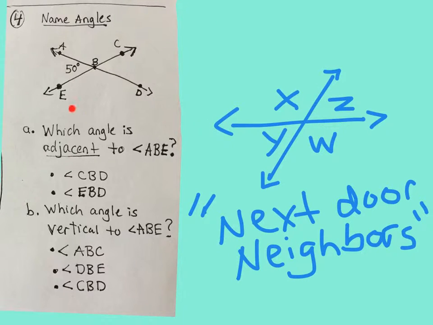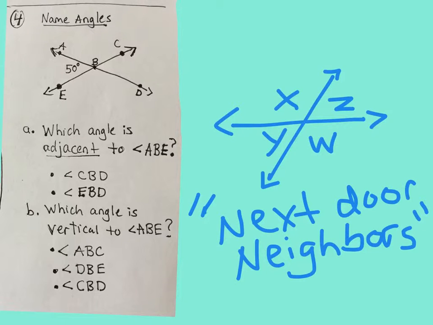All right. Question 4A, which angle is adjacent to angle ABE? So that's this 50-degree angle. Well, let's talk about adjacent angles first. They are next door neighbors. So if we're talking about angle X, which angles are adjacent to angle X? Angle Z, because that's right next door. They share a side and a vertex. And angle Y, right here, because angle Y shares a side and a vertex with angle X. Angle W is not adjacent, it's across, it's opposite, so that would be a vertical angle.